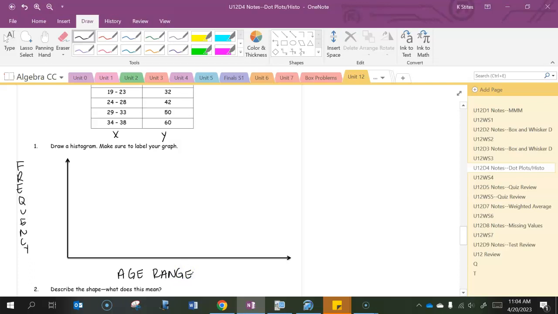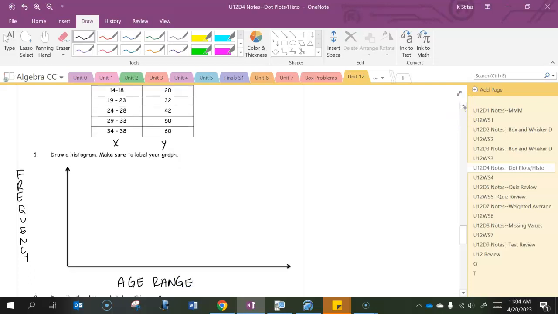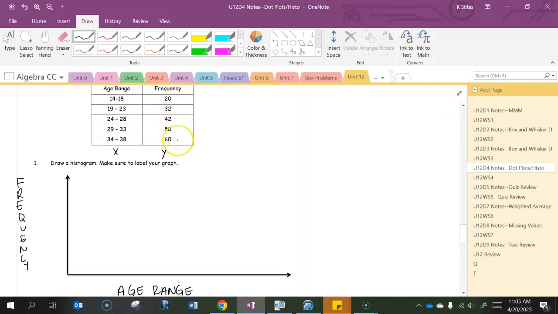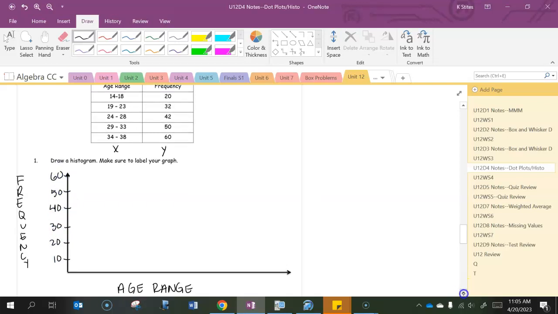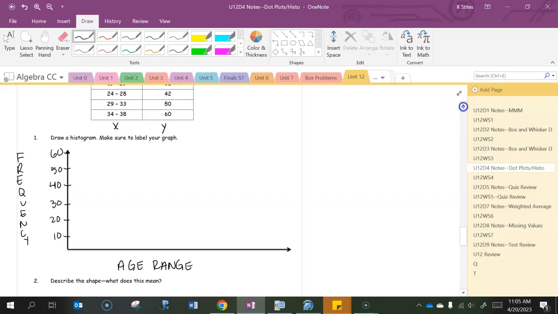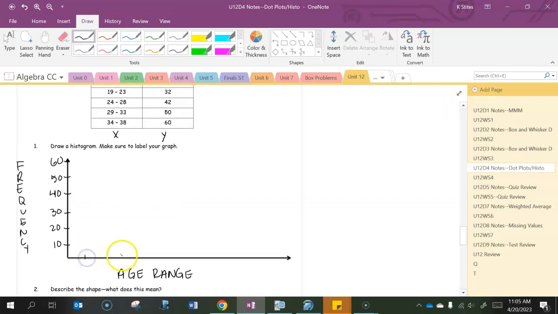Okay, so what you're going to do is you notice that this is going from 20 to 60 for your frequency. So I'm just going to jump by tens on my y-axis. And for your age ranges, you're just going to set this up. So the first one is from 19 to 23. So you're going to leave a little space and label 19 to 23. And then there isn't a gap. You're just going to label your next space 24 to 28. Try to make the gaps the same. Or try to make the spaces the same, excuse me.